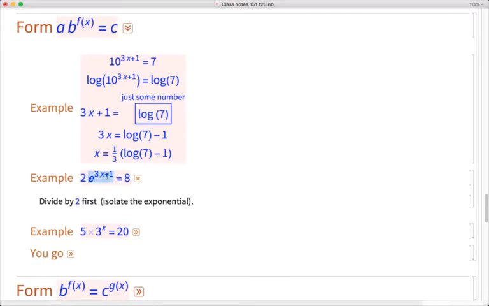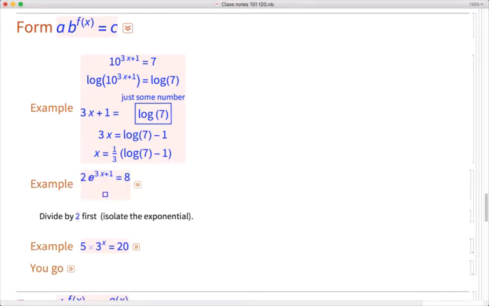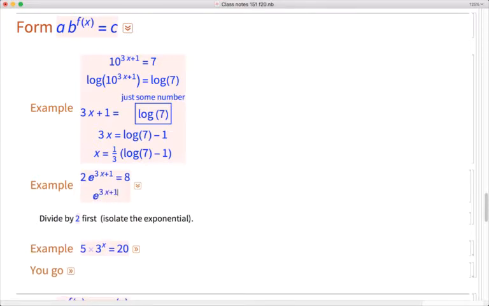This is called isolating the exponential. We want it completely isolated. So that constant 2, we want to get moved to the other side. Again, we just do that by division. So 8 divided by 2 is 4.